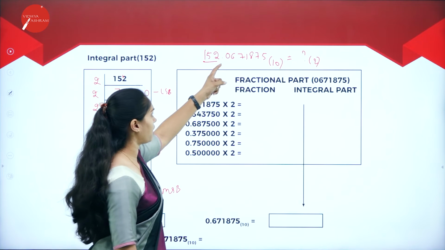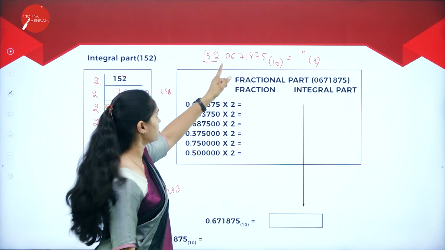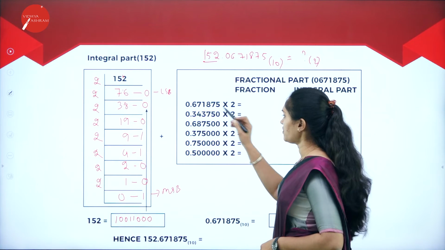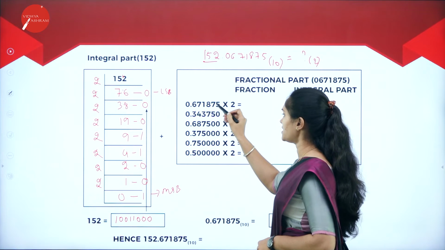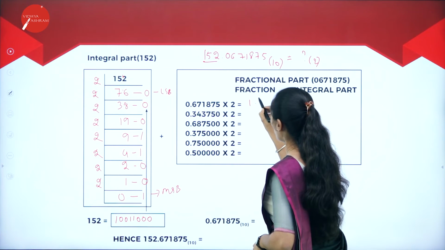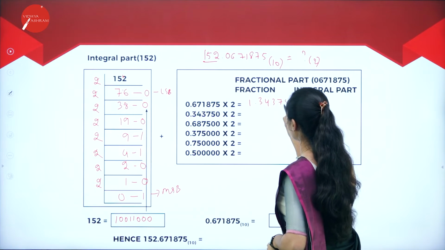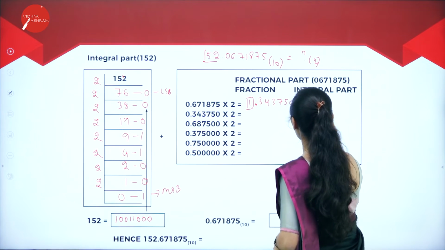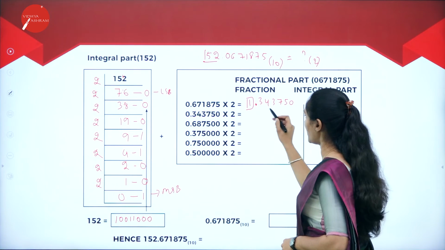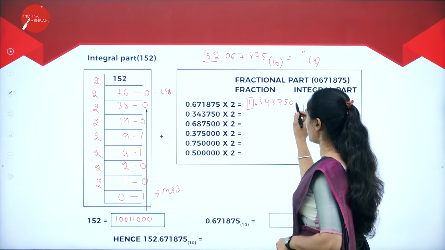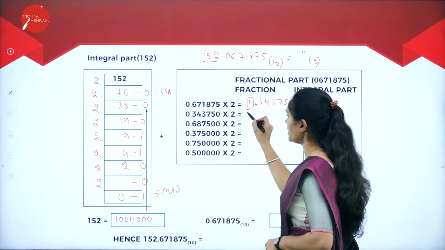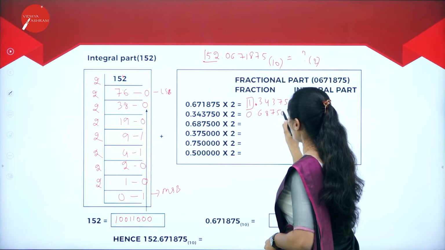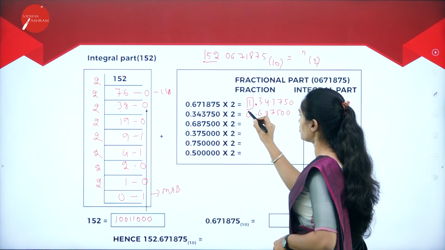In the fractional part we have a value, 0.671875, that has to be multiplied by 2. If I multiply 0.671875 by 2, we will get 1.343750. Whatever is before the point will be considered my carry, and this is my product. Now it becomes 0.343750, which will be multiplied by 2. Again we will get 0.687500. So I mark the product and take this carry.